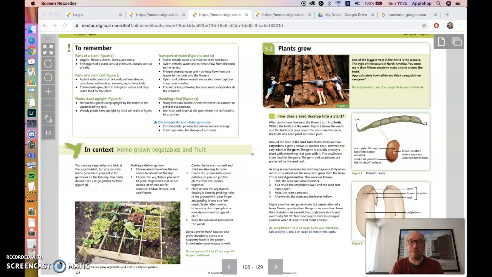Now we're starting in 5.2, and today I have no fancy pictures or presentations because I don't have so much time today to do the lesson. So I just used the book, which gives us valuable information as well. We are at page 129, where it starts with section 5.2, Plants Grow.